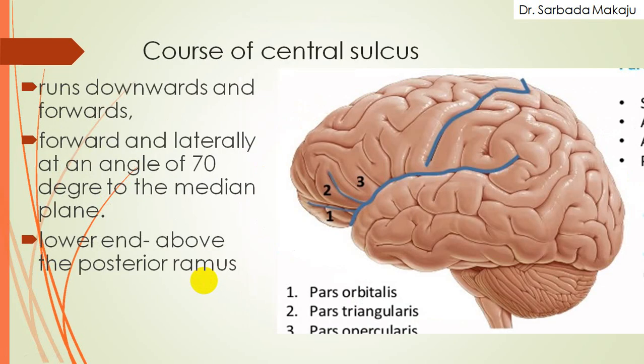Now the course of the central sulcus. After cutting this border, that is the superior medial border, this central sulcus will run downwards and forwards. It runs forwards and laterally, making an angle of 70° to the median plane. At its lower end, there is this part which is known as the posterior ramus of the lateral sulcus.